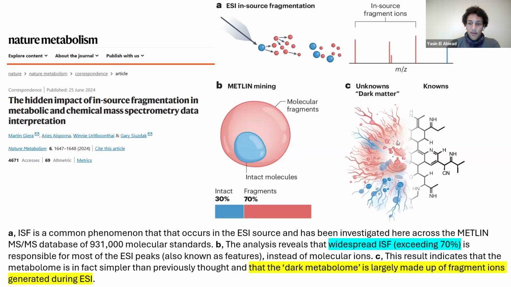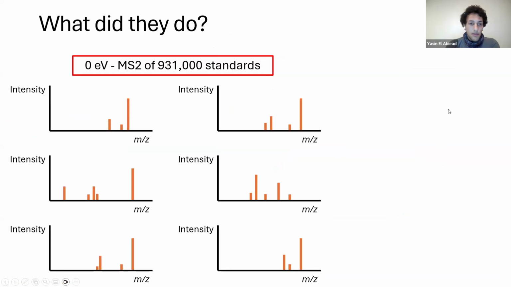So what did they actually do to come to that conclusion? They used a very large library that they have internally available, which is METLIN. It consists of 930,000 standards, so a lot of standards. And they looked at all the MS2 scans that they generated for this library, which they recorded with 0 electron volts, which means that, as described in their paper, they would expect no fragmentation.